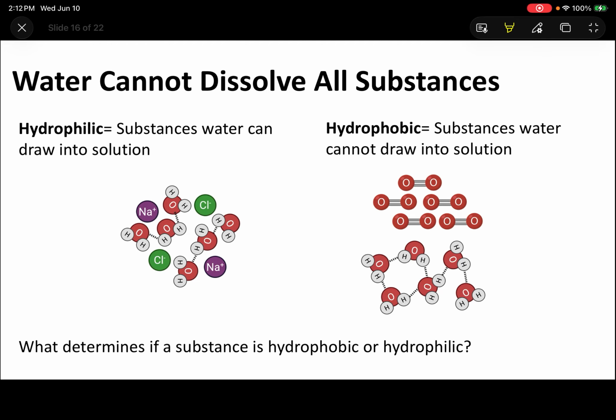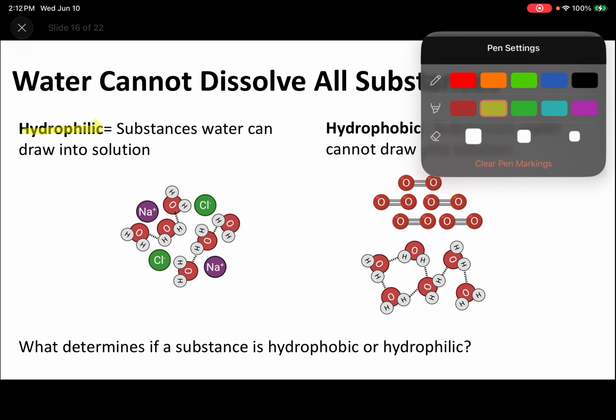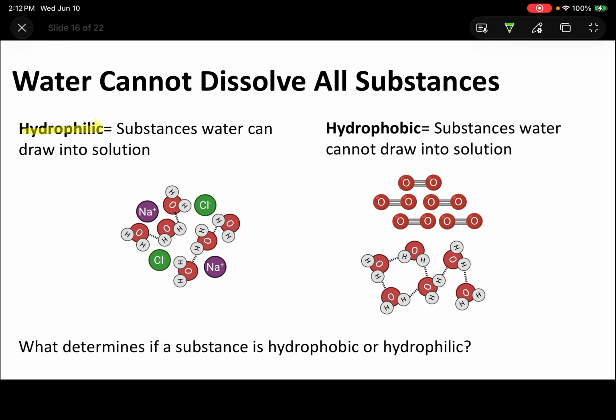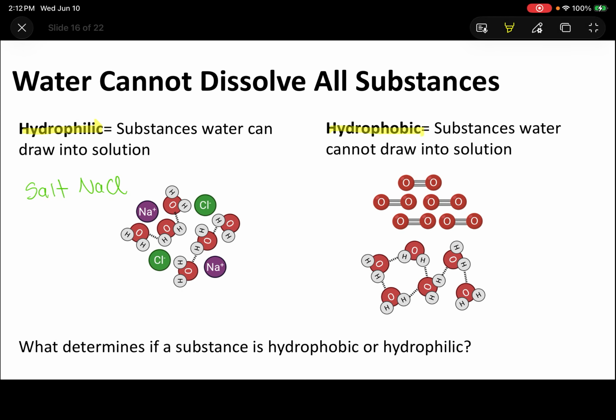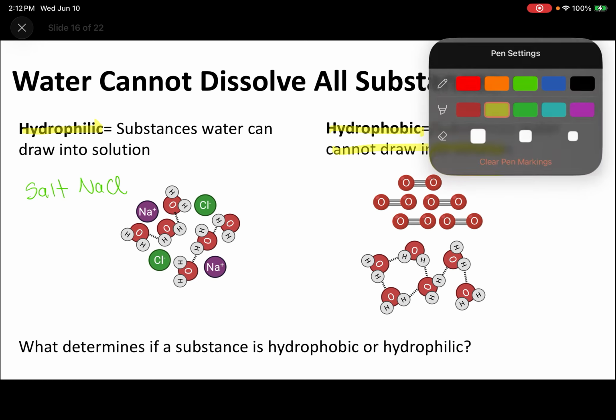Substances that water can dissolve are called hydrophilic. So these are substances that water can draw into solution, okay? So things like salt, right? Sodium chloride. But there are plenty of substances out there that are hydrophobic. These are substances that water cannot draw into solution.